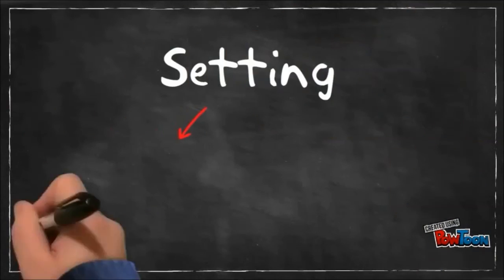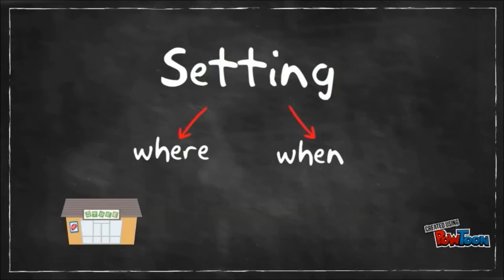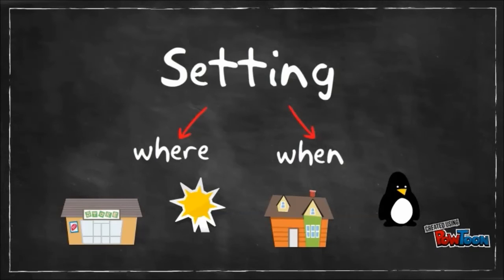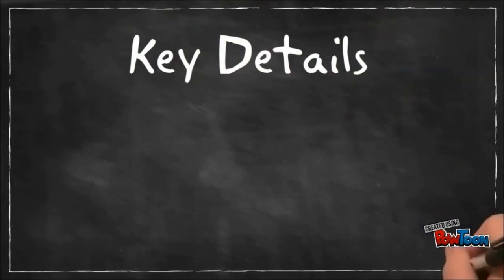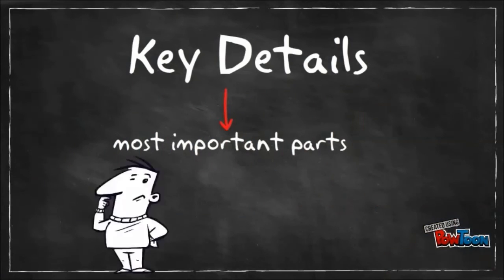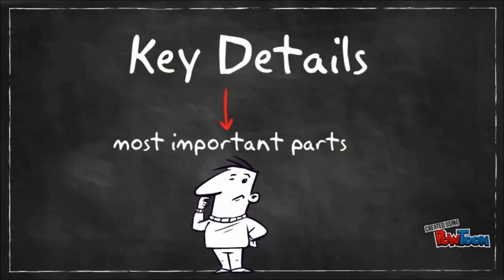Next, we have to find the setting. The setting is where and when the story takes place. It can be inside, outside, or at a specific place like a house or the zoo. Finally, we must identify the important parts in a story. We want to remember things like the boy lost his cat or the girl missed the bus. These things will help us remember what happened in the story.